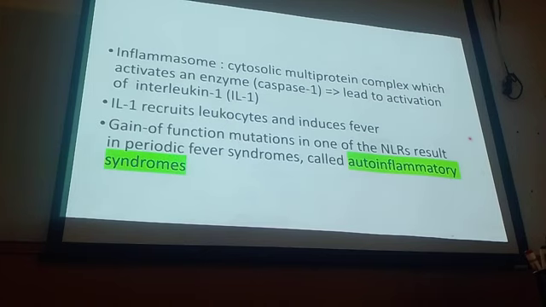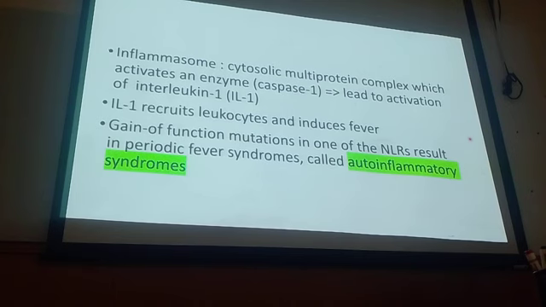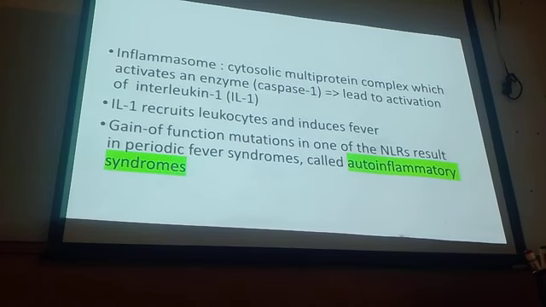Gain of function mutation in one of the node-like receptors results in a periodic fever syndrome called autoinflammatory syndrome. So we have a connection between inflammasome and node-like receptors. When node-like receptors are overactivated, we have overactivation of inflammasome, and inflammasome leads to production of interleukin-1, and interleukin-1 elevation leads to periodic fevers, autoinflammatory syndrome.